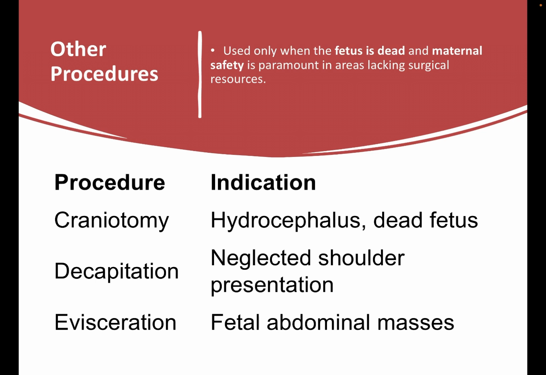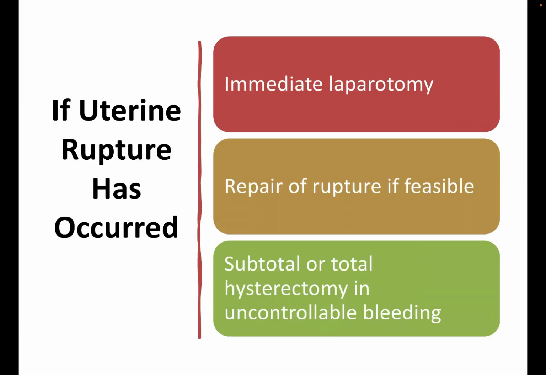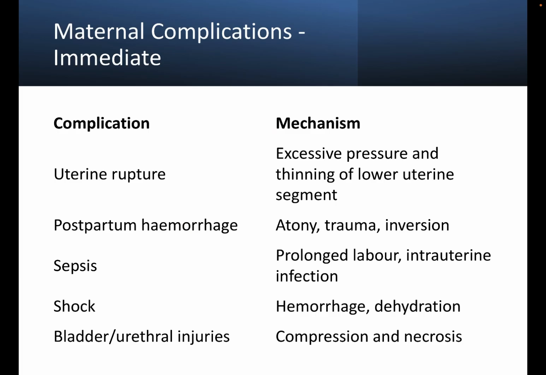Usually it is done through vacuum extraction or forceps delivery. Coming to the other procedures, used only when the fetus is dead and maternal safety is paramount in areas lacking surgical resources, these include craniotomy, decapitation or evisceration. Craniotomy is used in cases like hydrocephalus or a dead fetus, decapitation where there is neglected shoulder presentation, and evisceration where there are fetal abdominal masses. If the uterus has already ruptured, then go for immediate laparotomy, repair of the rupture if feasible, and subtotal or total hysterectomy in uncontrollable bleeding.